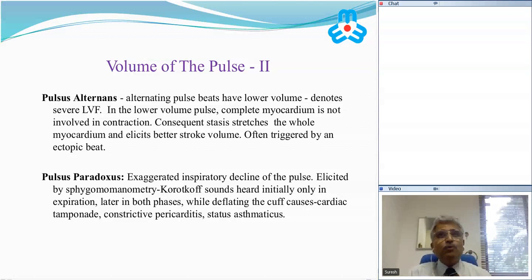As you lower the cuff pressure further, you are able to hear it in both inspiration and expiration, and hence you are hearing it continuously. So this is the best way to elicit a pulsus paradoxus. It is seen in cardiac tamponade, constrictive pericarditis, or in non-cardiac causes like status asthmaticus, particularly in adults.